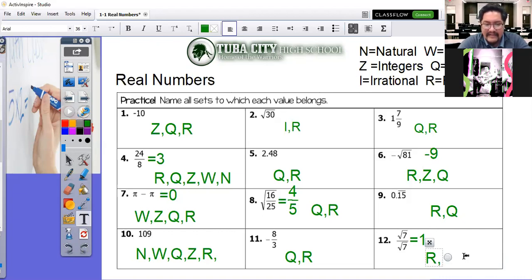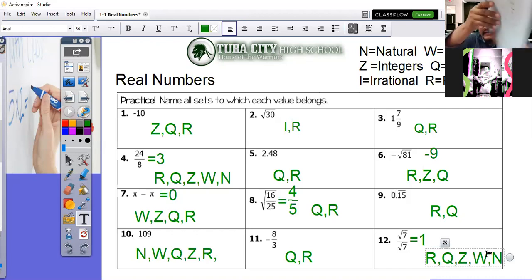And for these, I'm not having any real pattern on this, but 1 can be written as a fraction. And remember, we're looking at 1, not root 7 over root 7. It is also an integer. It is a whole number, and it is natural. 1 is natural, it's whole.